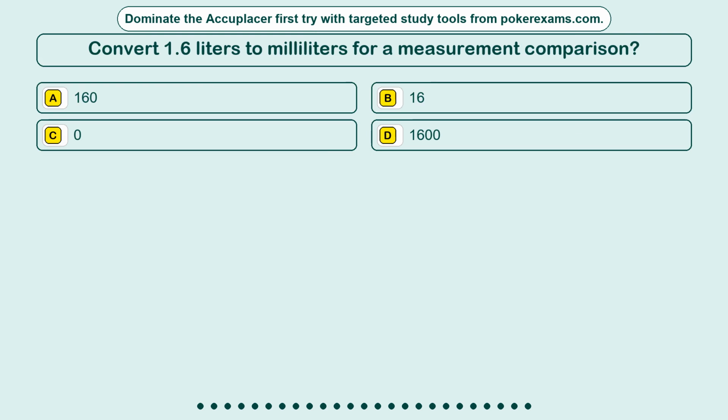Question 6. Convert 1.6 liters to milliliters for a measurement comparison. Option A, 160. Option B, 16. Option C, 0. Option D, 1,600.